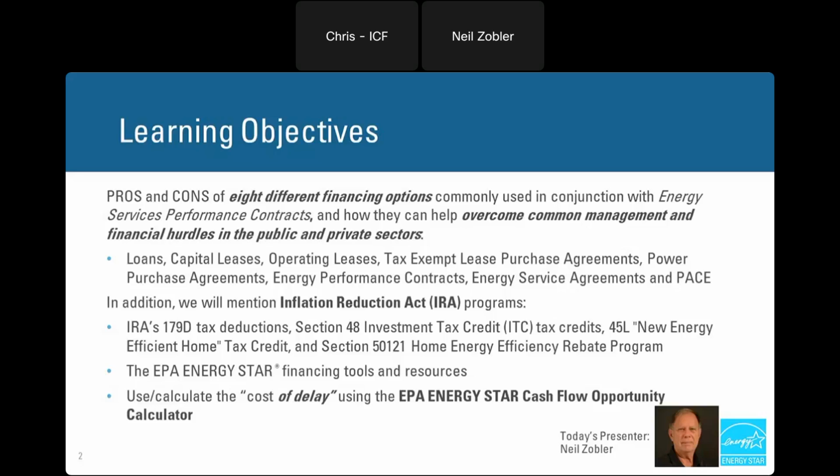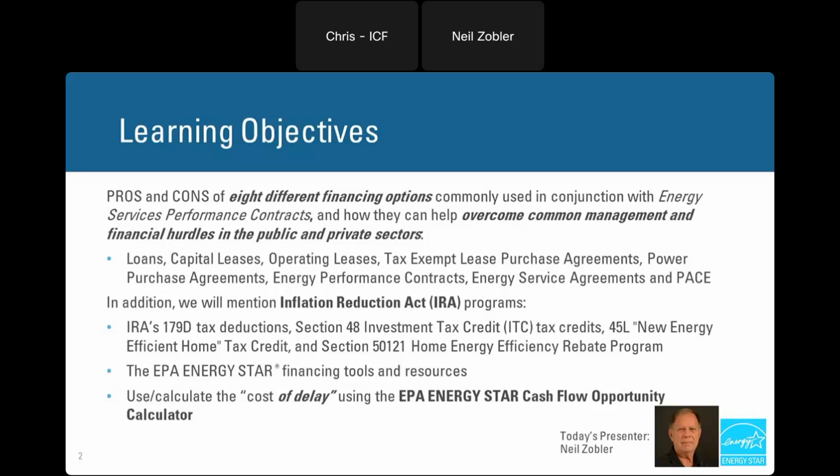And I'm going to also introduce you to some of the Inflation Reduction Act programs, as they will affect and provide funding and tax savings for some of the installations that you're going to be doing in order to realize the energy savings or the renewable energy benefits that the projects bring. I'm also going to talk a little bit about some of the EPA Energy Star financing tools and resources.